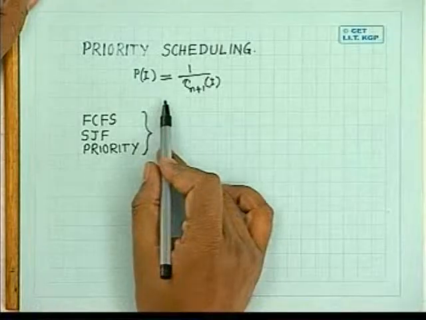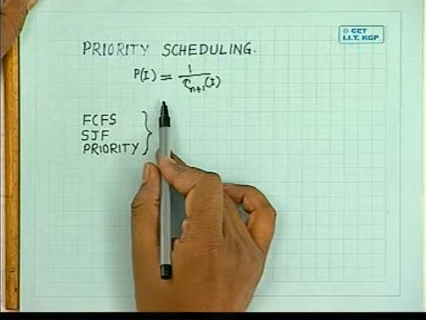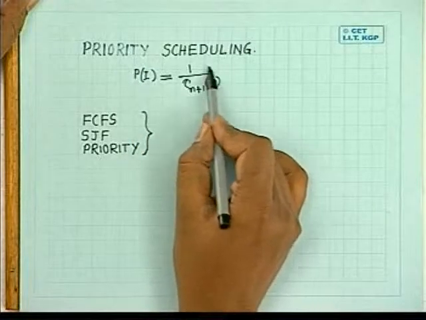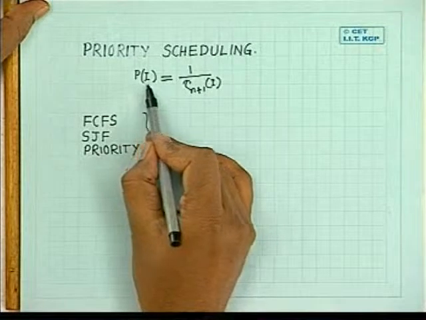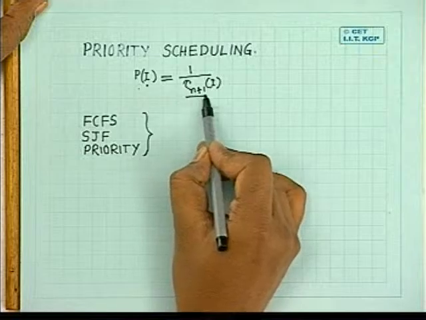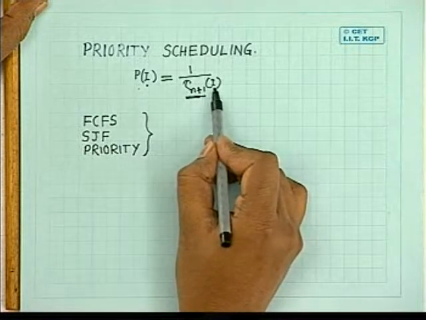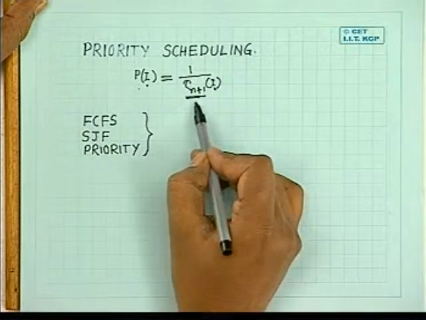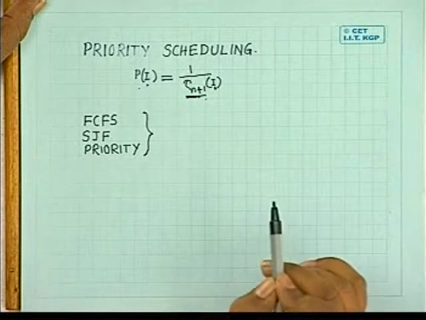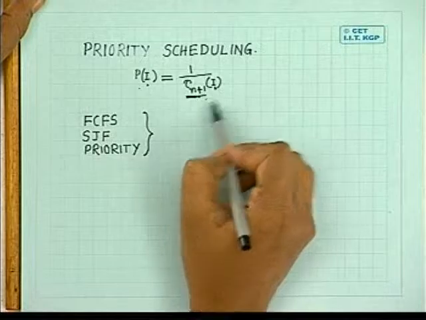So can we call SJF as priority scheduling? Yeah, that is what I said. SJF, shortest job first, we are calling a special case of priority scheduling, where the priority is defined like this. Here the priority of job I is the reciprocal of the predicted next CPU burst time of job I. So, the job whose predicted next CPU burst is minimum will have maximum priority, because we are taking the reciprocal of that as the priority of that job.